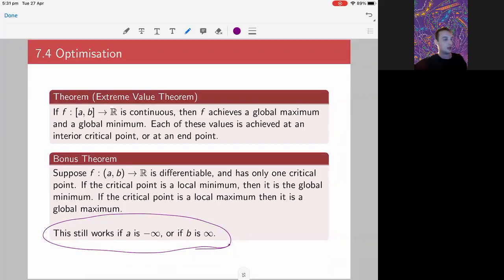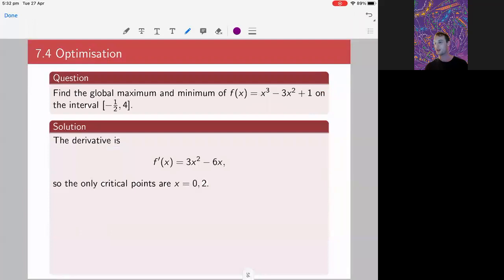All right, so let's have a look at all these theorems at work. Another question. Let's say that we've got a function, f of x equals x cubed minus 3x squared plus 1, and we're looking at this function on the closed interval. Because this function is a polynomial, it's continuous, and we're looking at it on a closed interval, so the extreme value theorem tells us that there does have to be a global maximum and a global minimum. This isn't a trick question. It's asking for a global maximum, it's asking for a global minimum, and they have to actually exist.